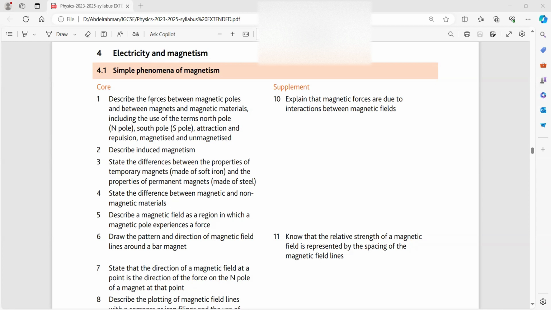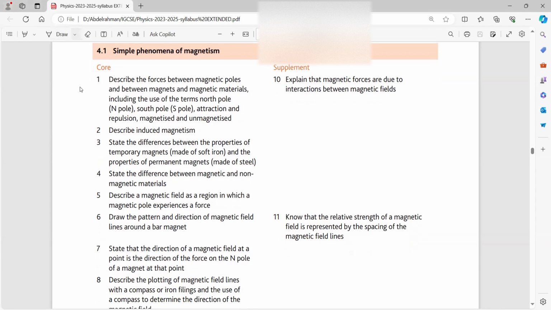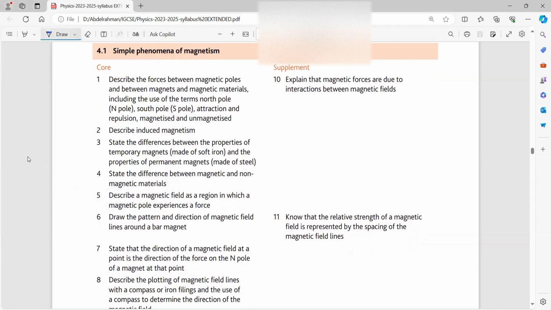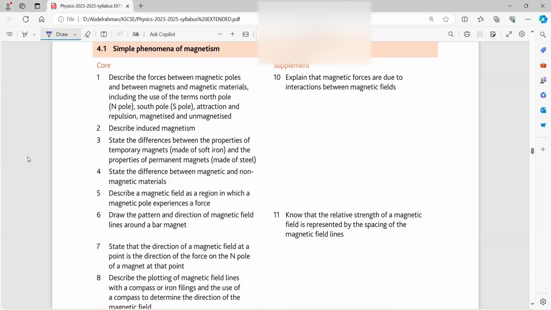Describe the forces between magnetic poles. We do know the forces between the magnetic poles. North and north repel, south and south repel, north and south attract. Like poles repel and opposite poles attract. These magnetic forces are there due to the interactions between the magnetic fields. This is quite simple.